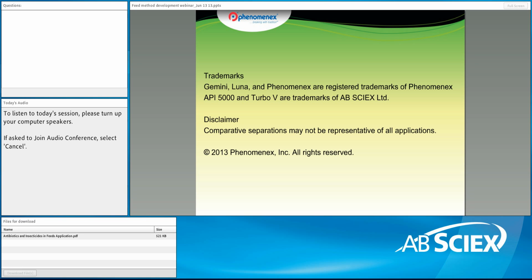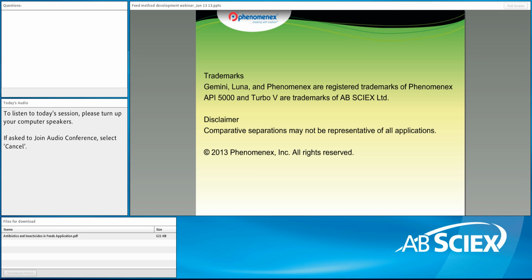This specific prep, we've used this in a number of different types of feeds. It's a similar extraction, this multi-step extraction procedure. But no, we haven't looked at other matrices such as tissue or things like that.